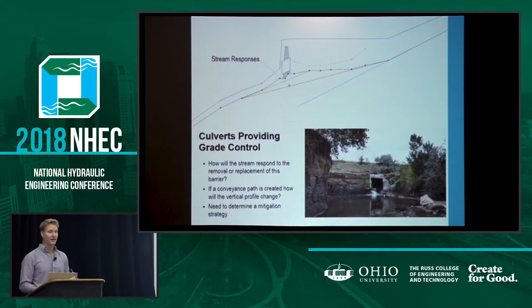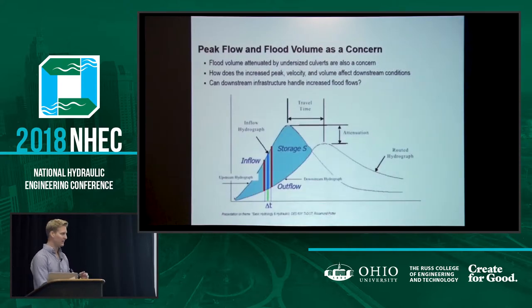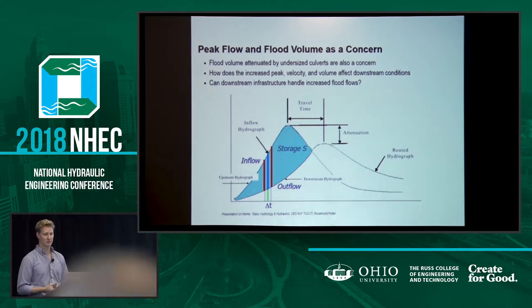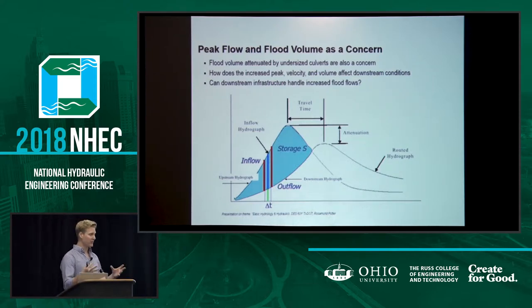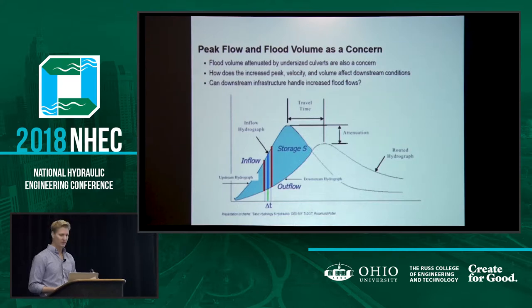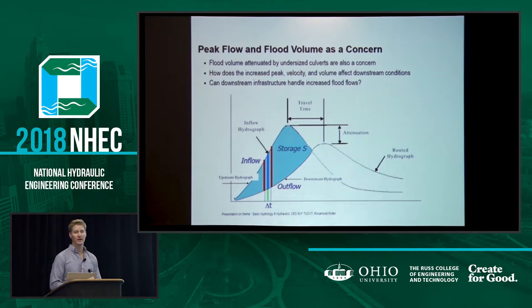So you need to determine a mitigation strategy to start thinking about what's going to happen. So we've talked about stream stability as a concern, but also peak flow and flood volume as a concern. So you have that flood volume attenuated by this undersized culvert. What's going to happen when you open that up? Can the downstream infrastructure handle it? Peak flow, peak velocity, change in hydrograph. Are we going to start changing the stream mechanics in the system?